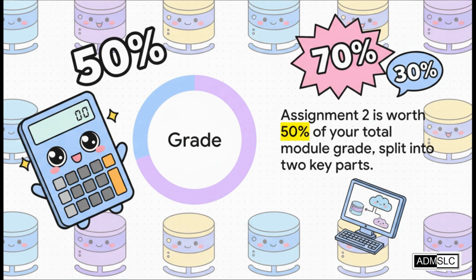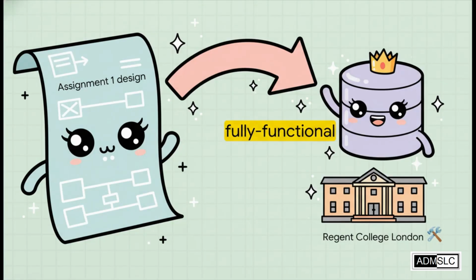And that mark is broken down into two parts. 70% of it comes from the technical work you submit, and the other 30% is for the live demo you'll do in class. So what's the actual task? Well, you're taking that blueprint you created in assignment 1, and you're building it for real. You'll be using SQL to construct a fully working functional database for the Regent College London scenario.